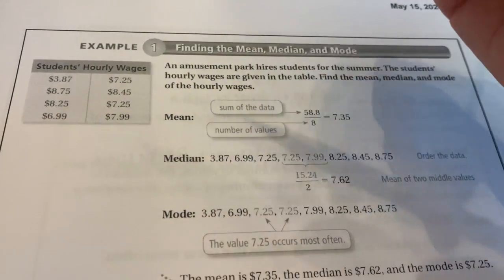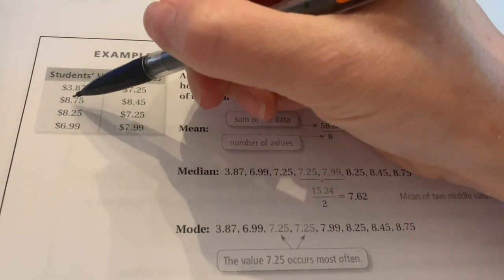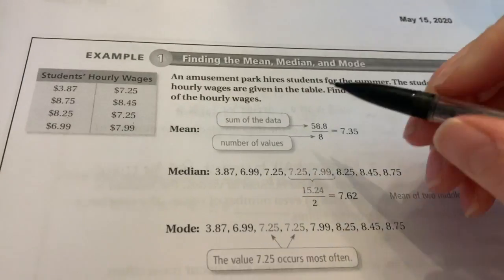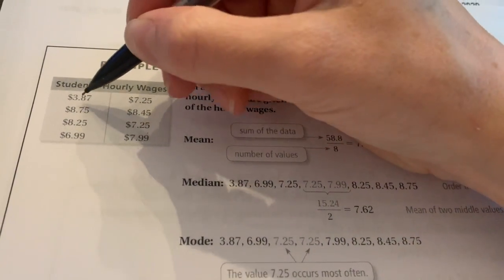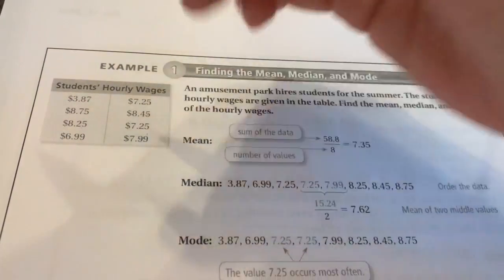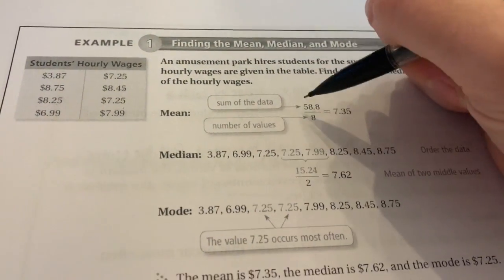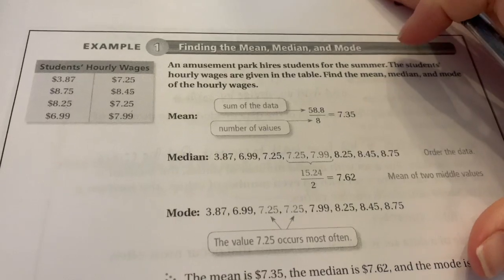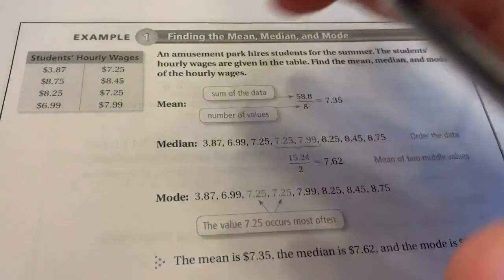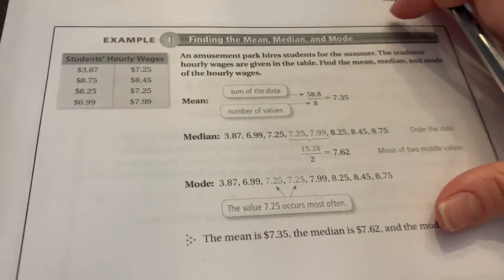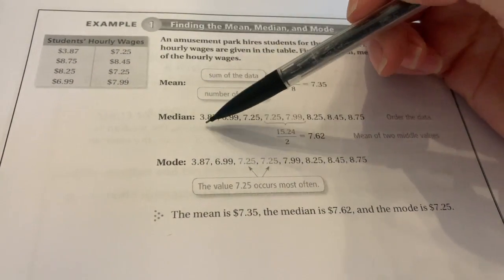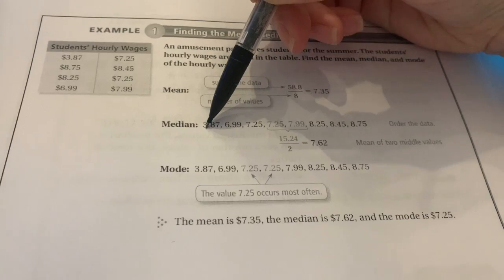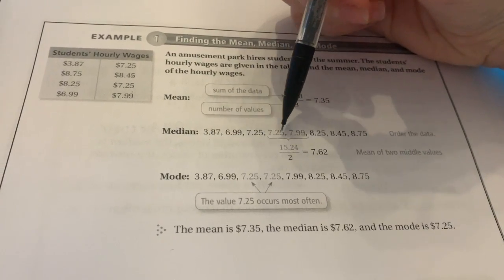For the mean, we add all of these together, and you get 58.8. Then you divide by the total number that there are. So there's 2, 4, 6, 8 values, so you divide by 8. For this lesson, please make sure you're using your calculator because it's going to get a little crazy. To find the median, you list everything in order from least to greatest. The smallest value here was 3.87, and then going up.